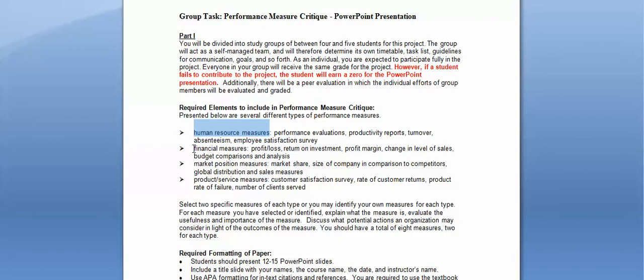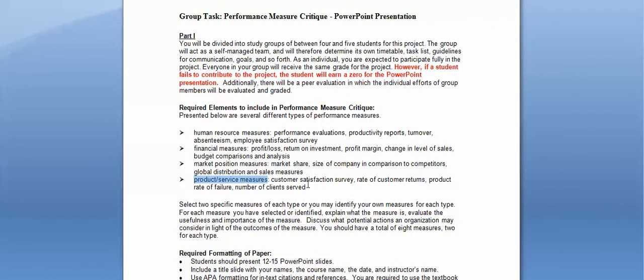Financial measures are things such as profit and loss, return on investment, profit margin, change in the level of sales, budget comparisons, and analysis. Then you have market position measures. Those are things such as market share, the size of the company when compared to competitors, global distribution, and sales measures. And finally, we have product service measures. And these are things such as customer satisfaction surveys, the rate of customer returns, product rate of failure, number of clients served.